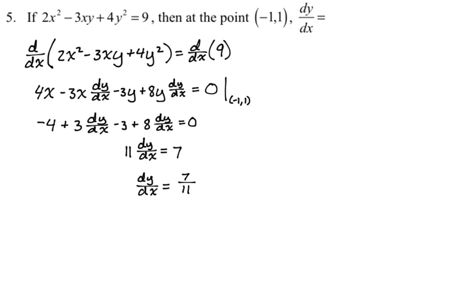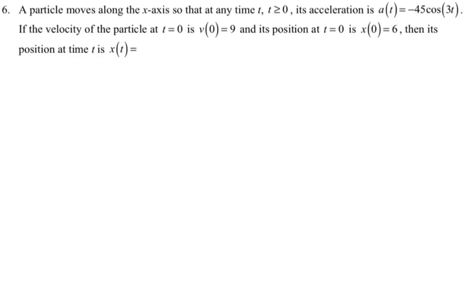Okay, let's take a look at the next question. A particle moves along the x-axis so that at any time t, where t is greater than or equal to 0, its acceleration is a(t) equals negative 45 cosine of 3t. If the velocity of the particle is v(0) equals 9, and its position is x(0) equals 6, then its position at time t is x(t) equals. All right, so I'm going to go from acceleration to velocity. That means do the integral of acceleration. So I need to integrate this thing.